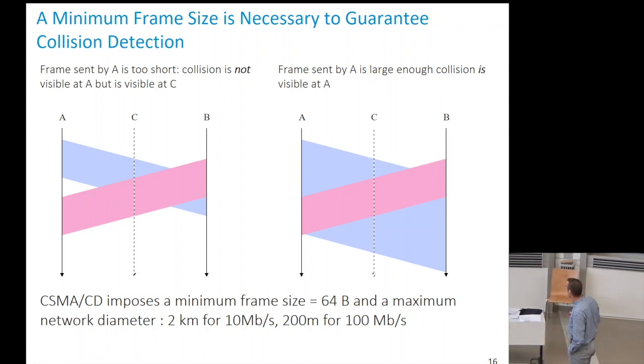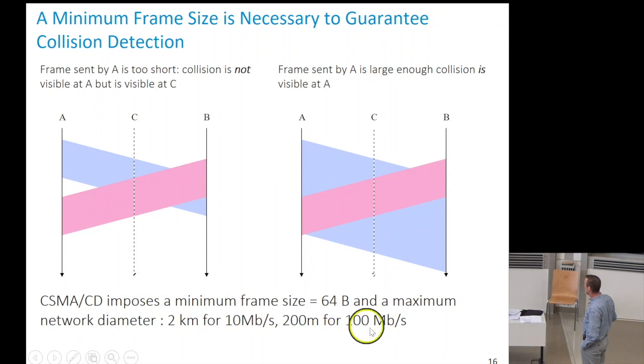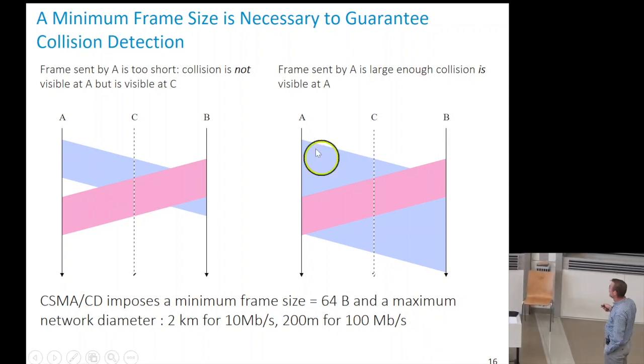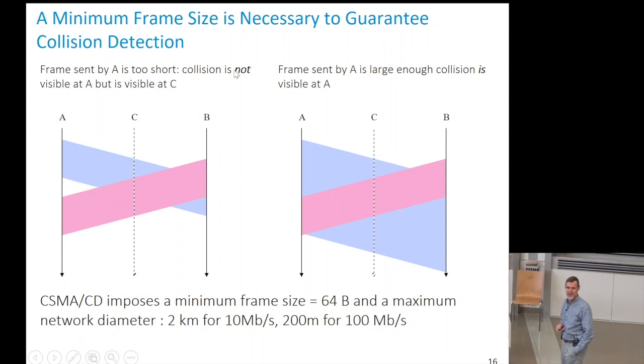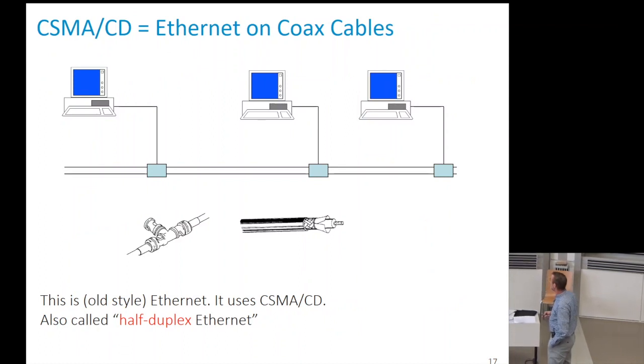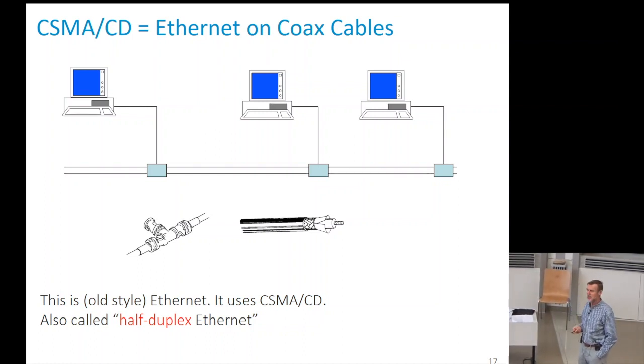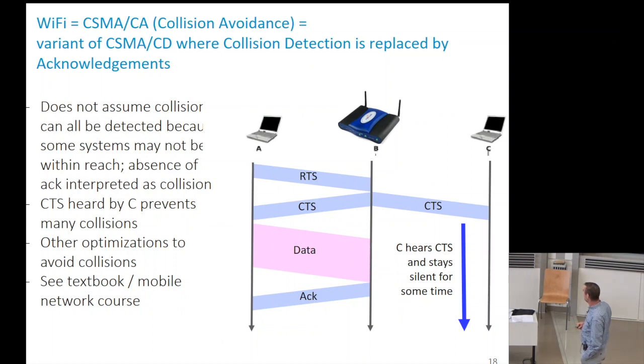Today, Ethernet is at 100 megabits for the cheap thing, and at 1 gigabit for the ordinary thing. At 100 megabits per second, the maximum distance is 200 meters. If you have an Ethernet cable longer than 200 meters, this protocol will not work. When we go to gigabit per second, we don't do this anymore. We don't do CSMA/CD. So CSMA/CD, as I mentioned, was using that type of cable. It's useful only in extreme conditions where you want long distances and very cheap equipment.